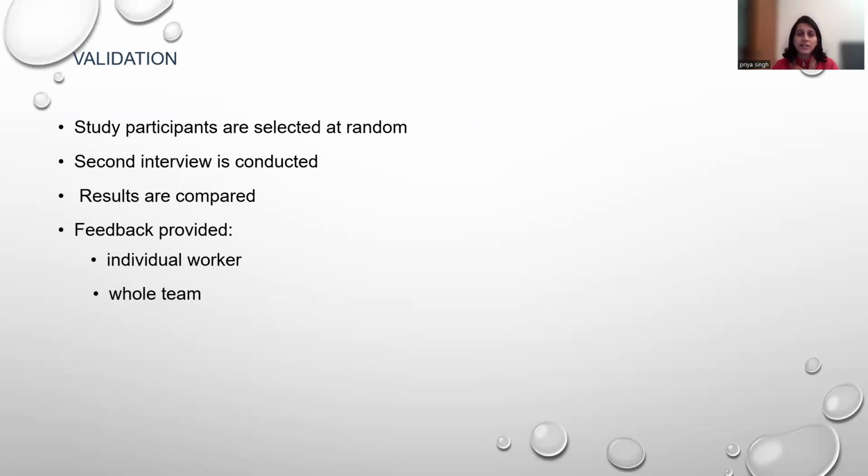Next is validation. So how is this validation done? The study participants are selected at random and a second interview is conducted with these participants. Later on, the results are compared and feedback is provided to the individual worker if errors are made by a particular investigator, or it is provided to the whole team if the issue is relevant to all of them.